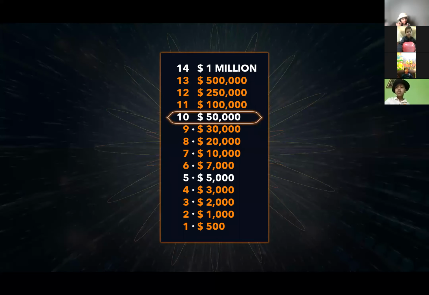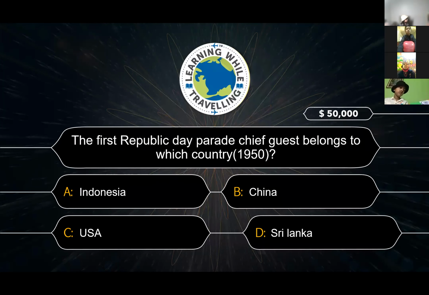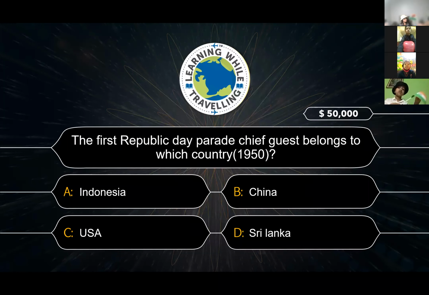And the next question is for $50,000 points. The first Republic Day parade chief guest belonged to which country in 1950? Options are A. Indonesia, B. China, C. USA, D. Sri Lanka.